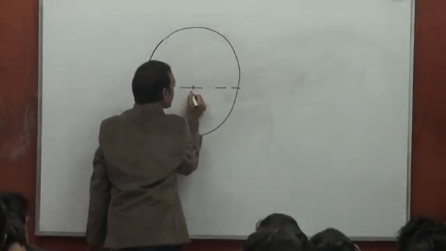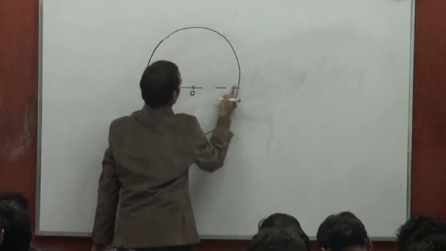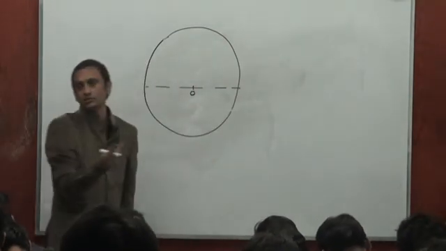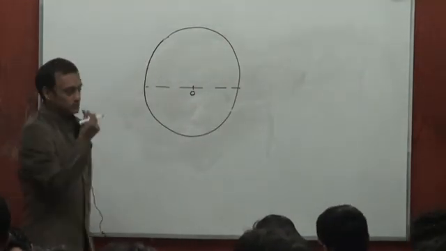Say there is an oscillator executing SHM between these two limits.